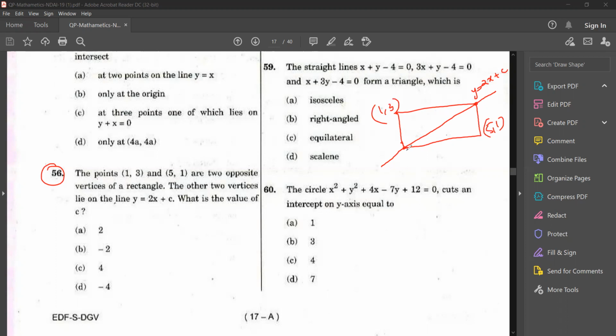Okay, please try your own, all of you. Just try. Once you get the answer, just comment your answers.